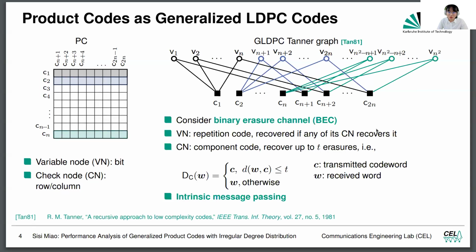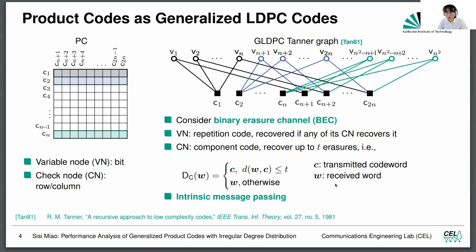Then we look at the binary erasure channel, on which we will perform our analysis. In this case, the variable nodes are the same as in the usual LDPC codes, where we have a repetition code. The important thing is that they are recovered if any of its connected check nodes recovers it. Then we also have the component code, which is the check nodes. They are able to correct up to T erasures. That is to say, if we have less than or equal to T erasures, we can recover the code word perfectly. Otherwise, we just return the input and declare failure.